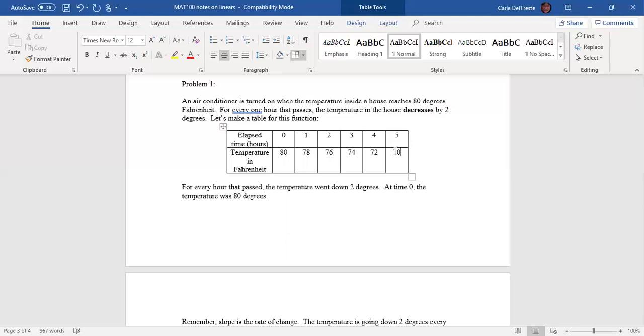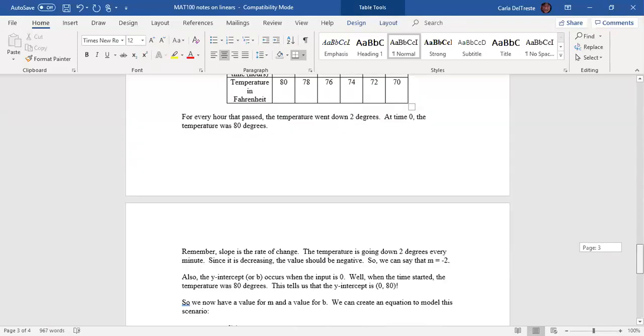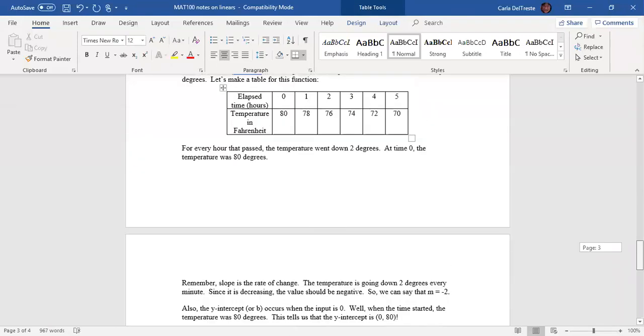Now, this will eventually have an end because you're not going to keep cooling your house until it's freezing in your house. So this will have a boundary, but for these purposes, we're only looking at the pattern. So if we take a look at this pattern, and I ask, what is the slope here?